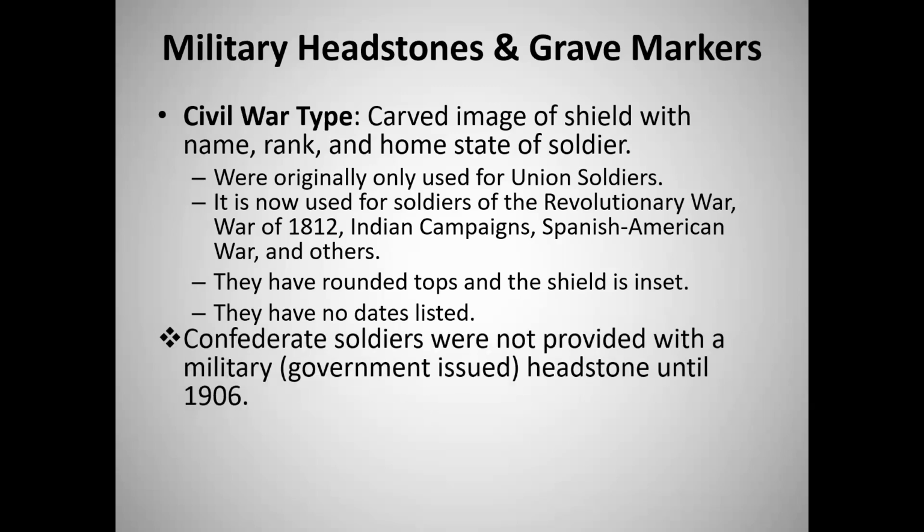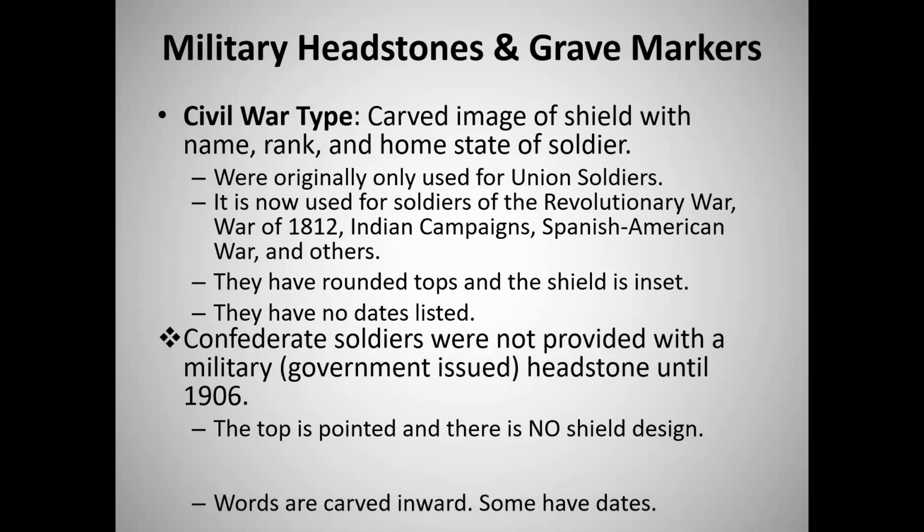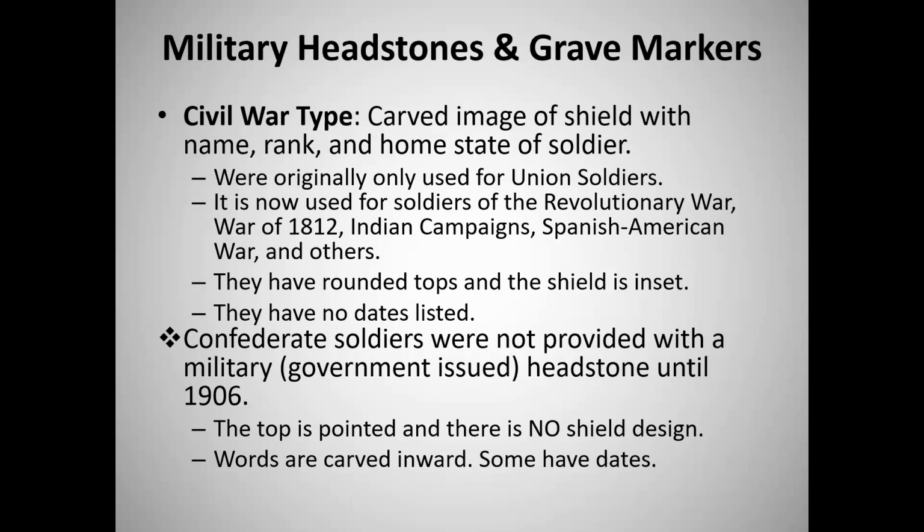Confederate soldiers were not provided with a military or government-issued headstone until 1906. The difference between the Confederate markers is the top is pointed and that there is no shield design. And the words are carved inward, and they do typically have dates. And often you will see the Southern Cross of Honor at the top of it.